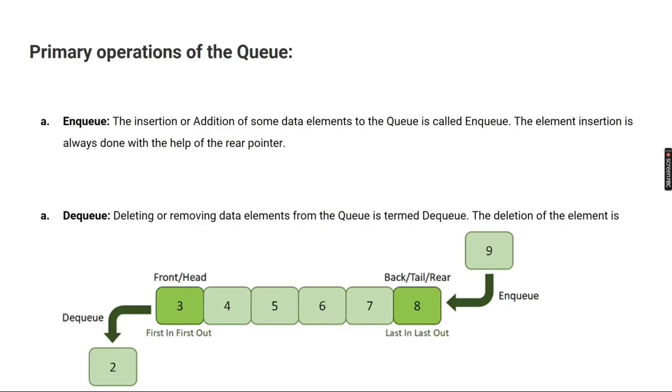The following are the main primary operations of the queue, which are enqueue and dequeue. The insertion or addition of data elements to the queue is called enqueue. The element insertion is always done with the help of the rear pointer. Second is dequeue. Deleting or removing data elements from the queue is termed dequeue. The deletion of the element is always done with the help of the front pointer.